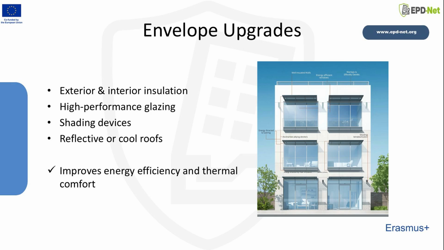Envelope upgrades improve both thermal comfort and energy efficiency, making them one of the most common retrofit strategies. This includes insulating walls and roofs, installing high-performance glazing, using shading devices, and applying reflective or cool roofing materials. Such measures can significantly reduce indoor heat stress, lower energy demand, and improve comfort during extreme weather events.